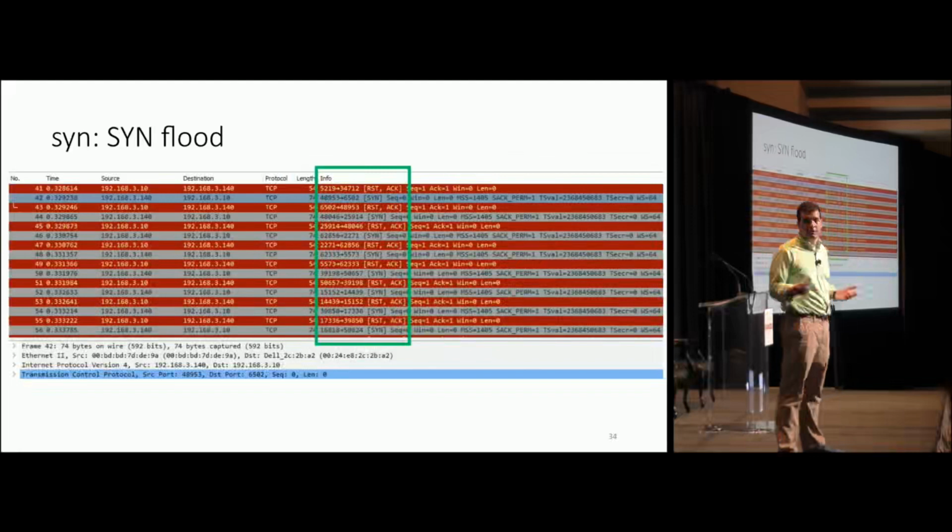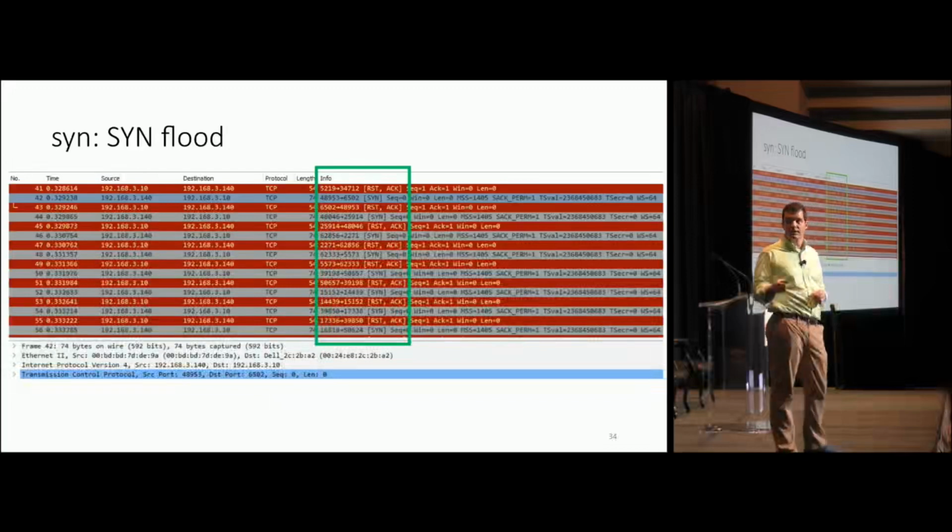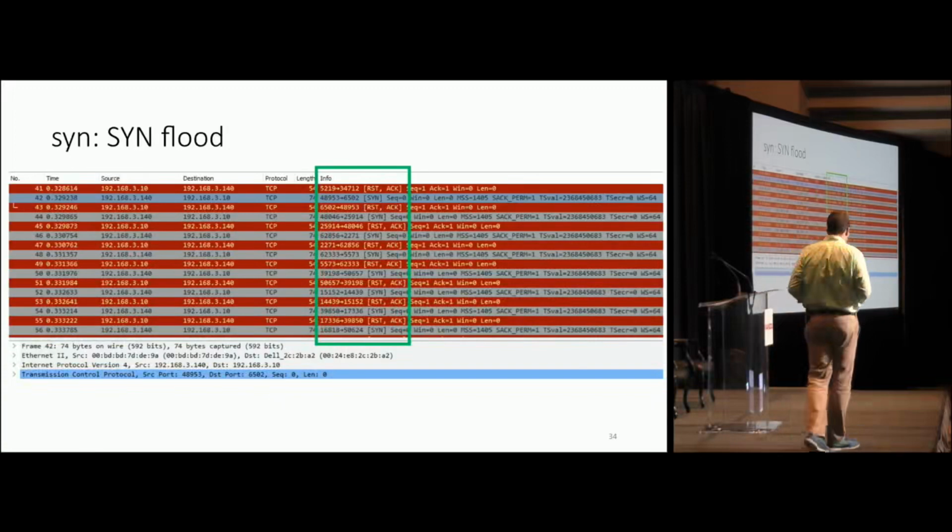Here's an example of just what it looks like in Wireshark. So we're sending SYNs. The host that's being attacked is sending a reset and an ACK.